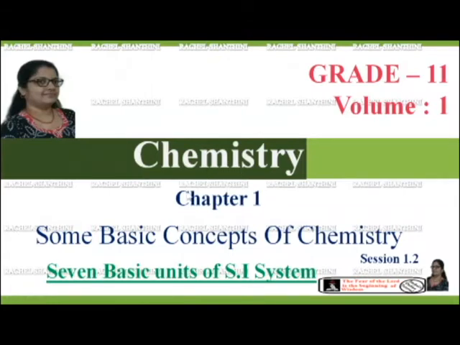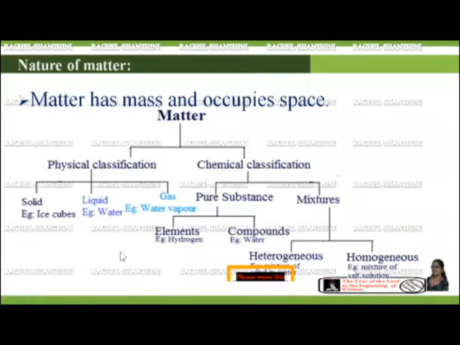In this session, again in this same first chapter, some basic concepts of chemistry in grade 11. Today in this session 1.2, we are going to discuss 7 basic units of SI system. In the last session, we discussed the importance of chemistry, the nature of matter, and the classification of matter.